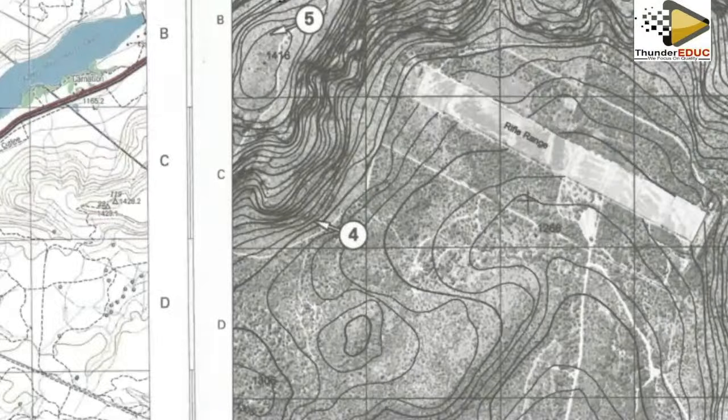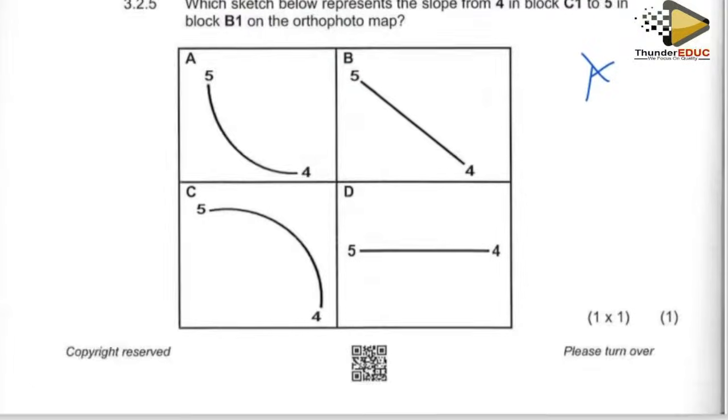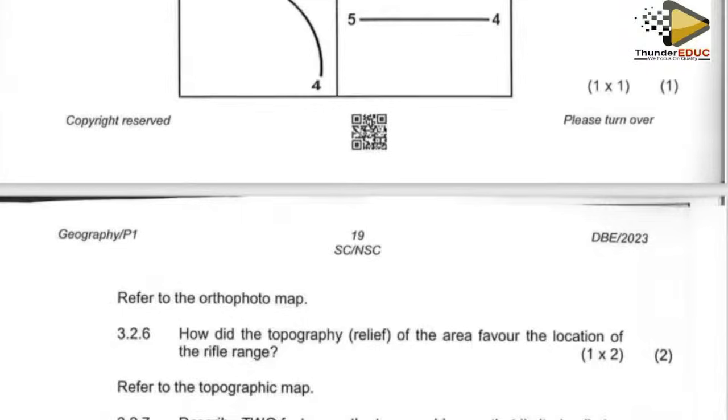The orthophoto map here, we are looking at 4 and 5, from 4 to 5. This is a higher area, this is a lower area. So the contour lines are increasing, going upwards. When the contour lines are increasing, going upwards, it tells us A. Okay.